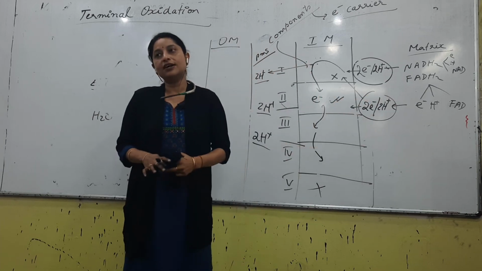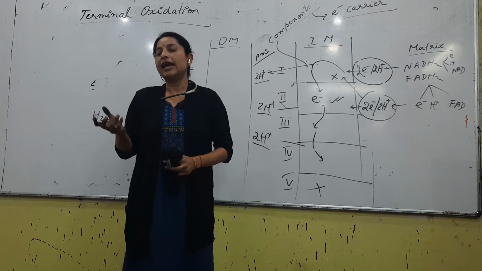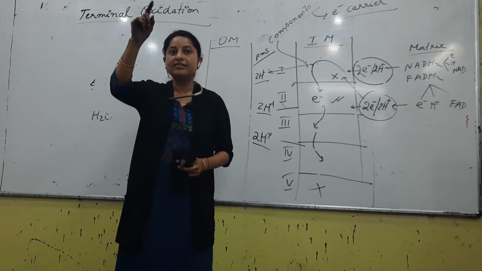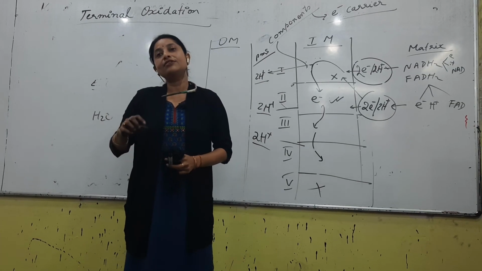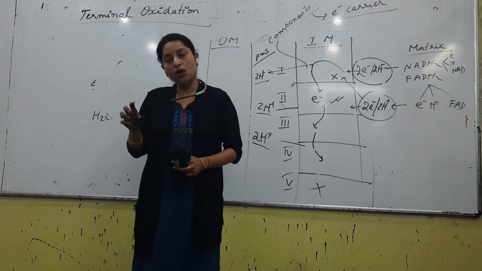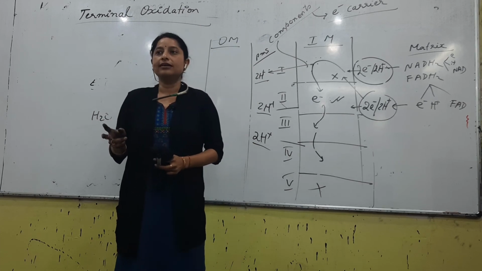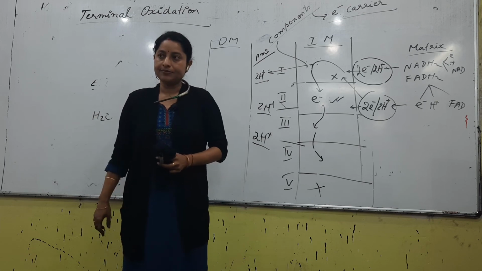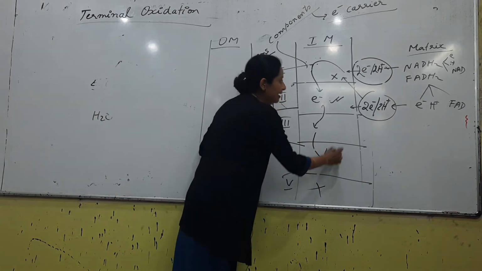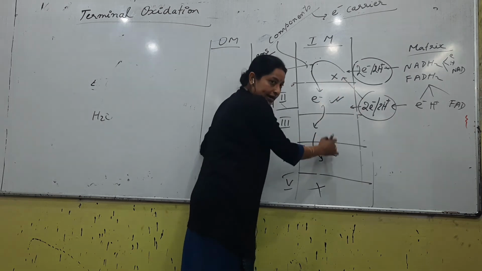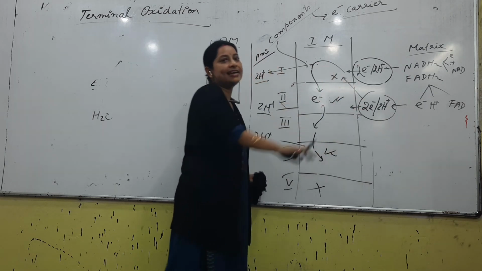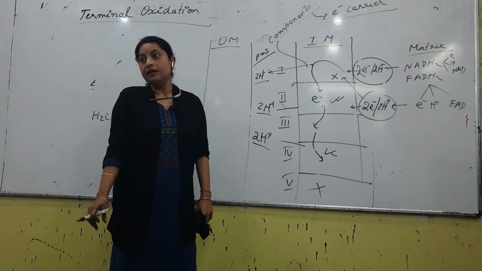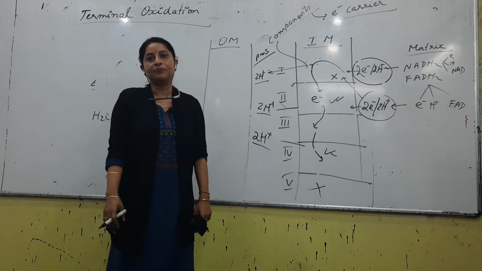As of now, what we have understood, electrons of NADH2 can come from the first complex to the fourth complex. Electrons and protons from FADH2 can start their journey only from the second complex to the fourth complex. So the ATP production is more for NADH2, right?